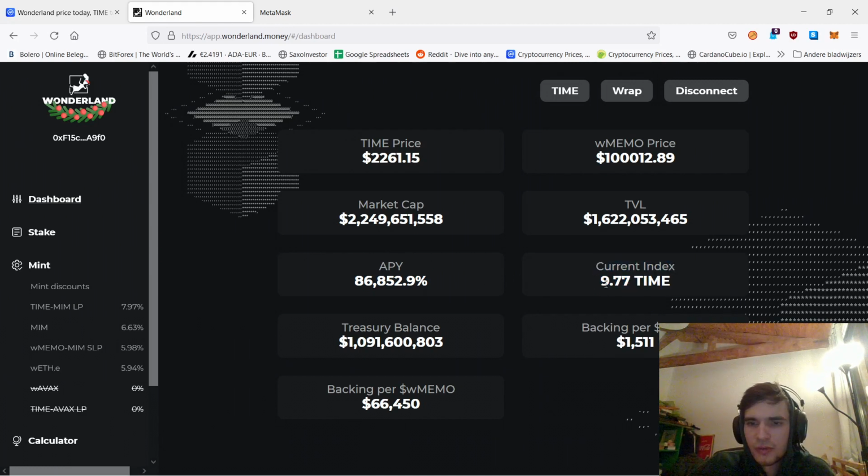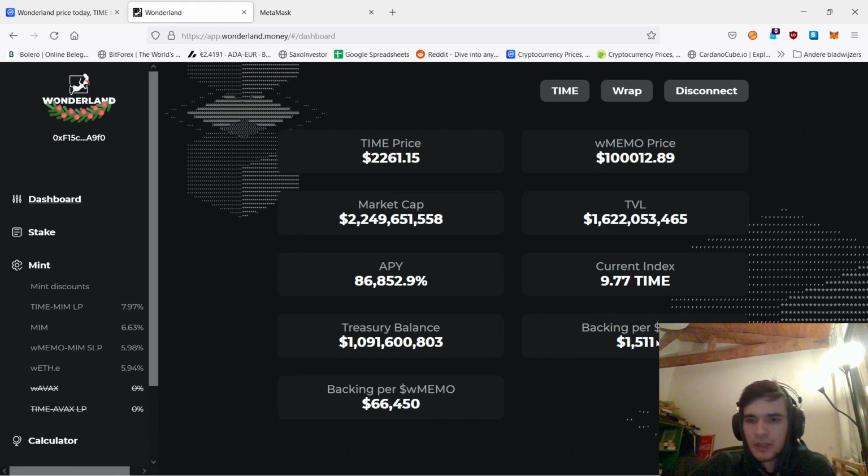APY, current index, it's now almost at 10, so if you had 1 TIME in the beginning of the project, you would now have almost 10 TIME. The backing per TIME, people are a bit unclear about this, so let me explain how I see it. Most of the treasury is made up of stablecoins. I think about $1,200 was backed for each TIME a month ago, and this may now have decreased, because when they're rebasing and giving more TIME to the people, there's also more TIME to be backed. So the backing per TIME drops when there's a rebase, because there's the same amount of money but for more TIME. This is kind of logical, but people are not always sure why it's happening.